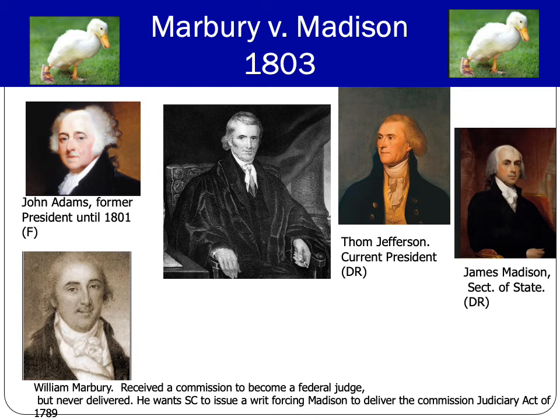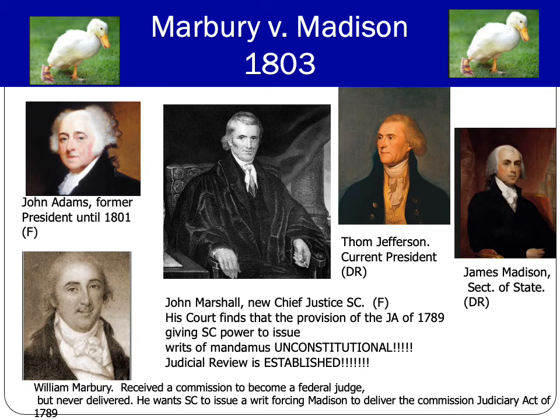Well, John Marshall knew that he couldn't do that. He could have asked Jefferson and Madison to do it, but they would have given him the middle finger. They would have said, make me, right? And it would have shown the weakness of this new court, since it's only 1803 here. And so John Marshall came up with a way around it.